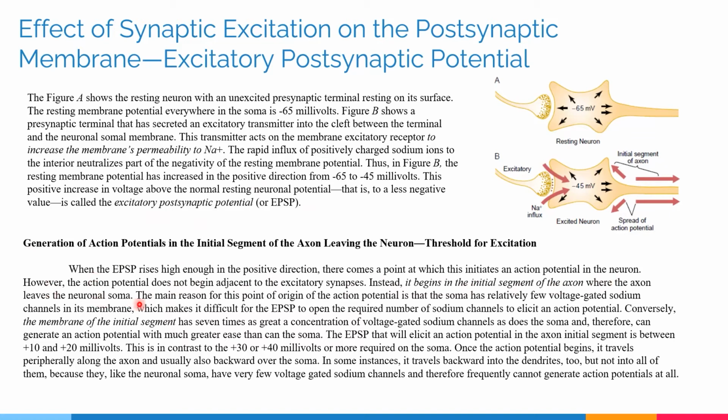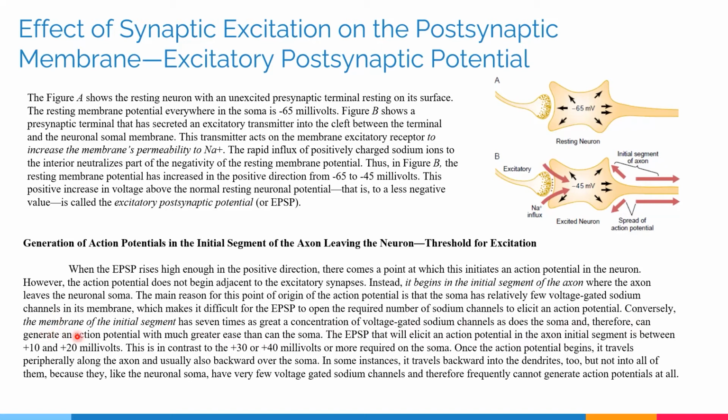However, the action potential does not begin adjacent to the excitatory synapses. Instead, it begins in the initial segment of the axon, where the axon leaves the neuronal soma. The main reason for this point of origin of action potential is that the soma has relatively few voltage-gated sodium channels in its membrane, which in turn makes it difficult for the EPSP to open the required number of sodium channels to elicit an action potential.